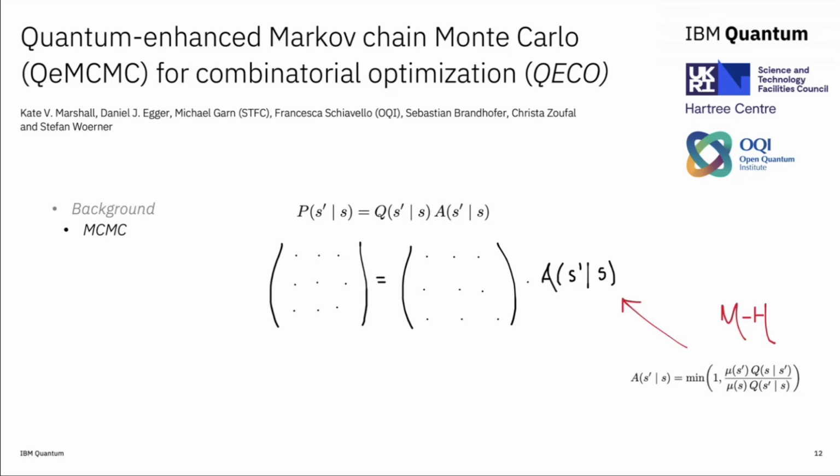The definition of this matrix P is made statistically rigorous by the detailed balance condition, which I can talk about if you're interested, but it's not of huge importance to the work that we do. Essentially, it guarantees that over time, matrix P converges to the target distribution that we want. So that's a very high-level introduction to how the classical MCMC procedure works.